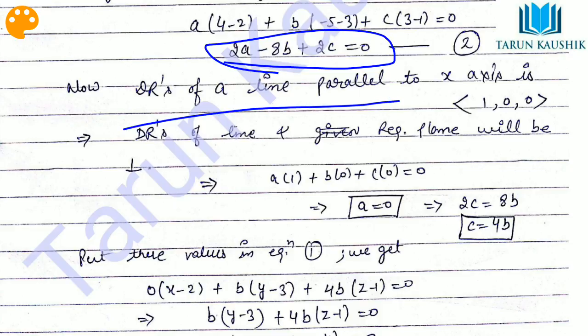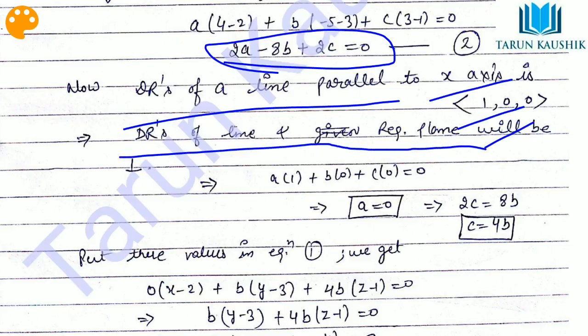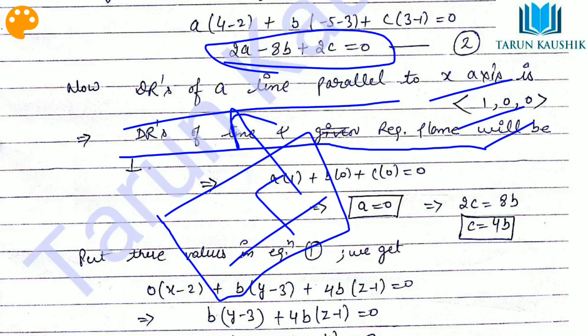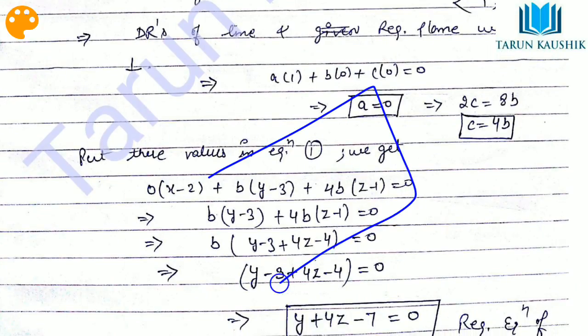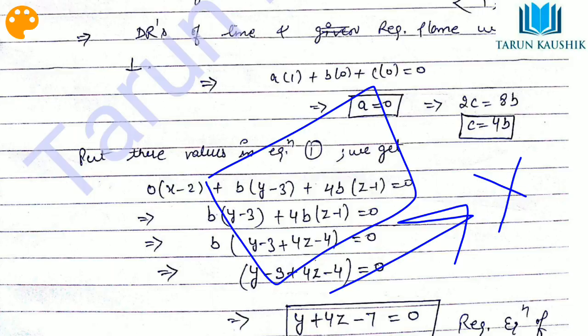Okay, now the direction cosine of a line parallel to the x-axis is given by 1, 0, 0. It is parallel to the x-axis, so it will be given by 1, 0, 0. Now the direction ratios of the plane and of the line will be perpendicular. How? Because this is the plane, this is its direction ratio, and a line is this, so these two are perpendicular. Because it is saying that this plane is parallel to the x-axis, and the x-axis has the direction cosines 1, 0, 0, and the direction of the plane's normal will be perpendicular to it.